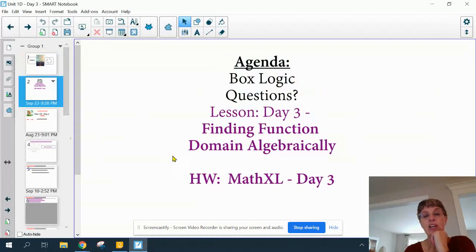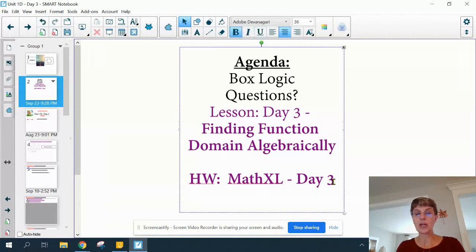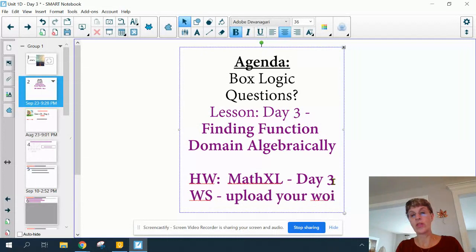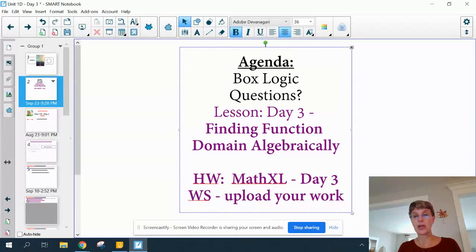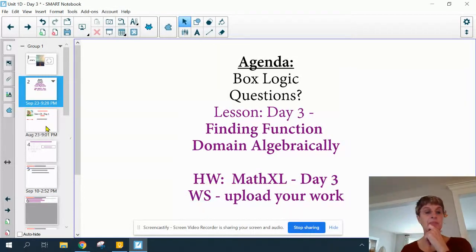Again, finding algebraic domains. Your homework is going to be Math Excel. I'm also going to be uploading a worksheet that you will upload your work with, again, due Sunday. So keep that in mind.